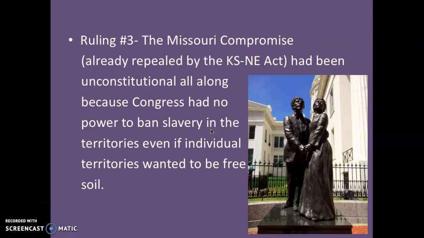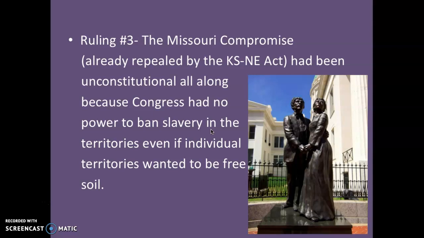And finally, there was the Missouri Compromise. They said it was unconstitutional from the start. Congress doesn't have the power to ban slavery in the territories, even if those territories want to be on free soil. So there's a lot of judgments that came in this case. This case really fired up the abolitionists to fight against slavery even more with this court case.